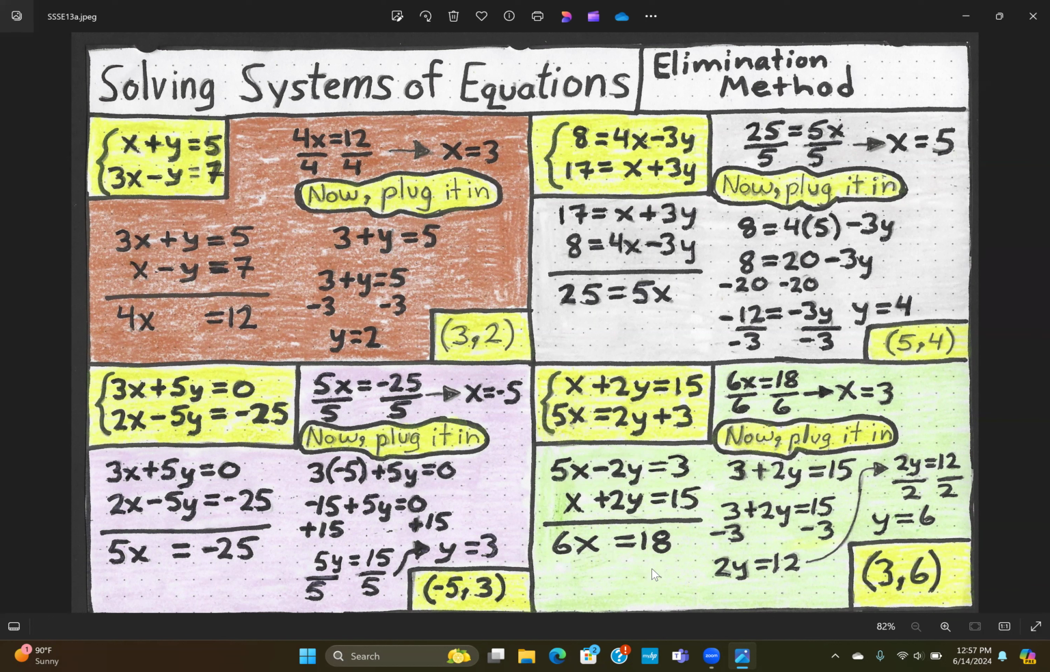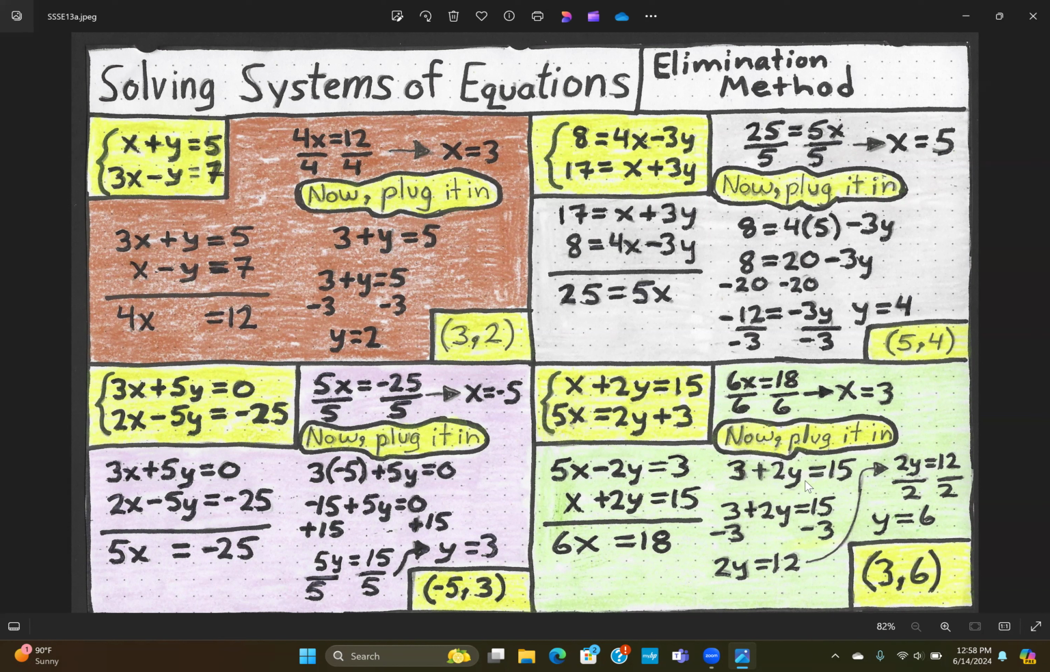And there's that question again, what number times 6 will give me 18? Yes, you're right. The answer is 3, so x is equal to 3, and let's plug in 3 wherever we see an x in the easiest equation. And I like this one where it says x plus 2y is equal to 15. Let's plug in that 3, y'all. And so 3 plus 2y is equal to 15.